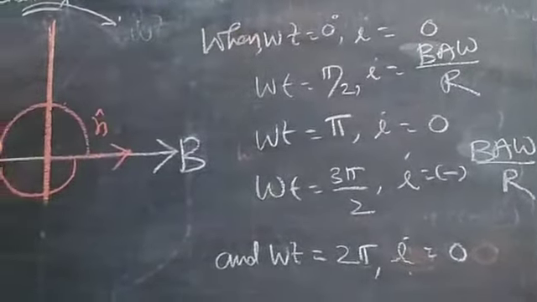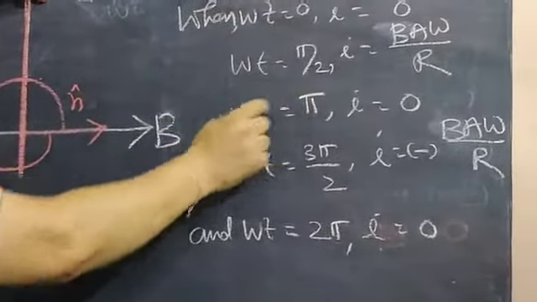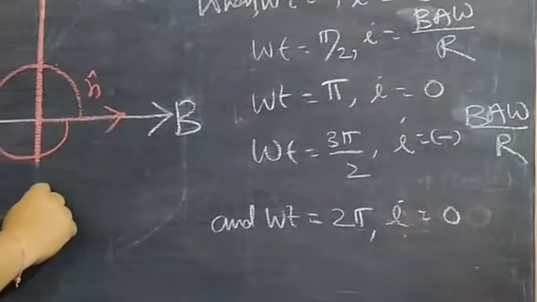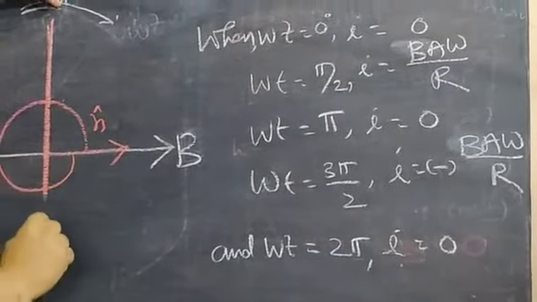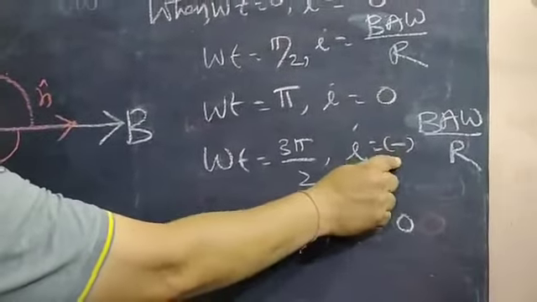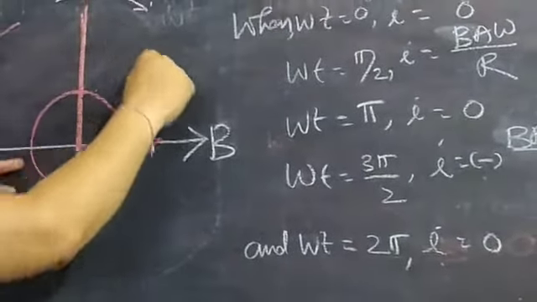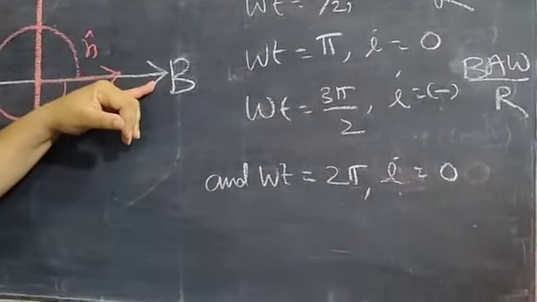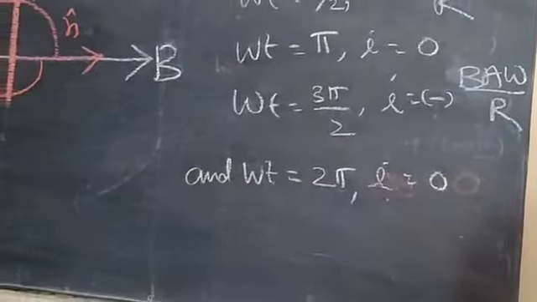Then from 90 to 180 degree of rotation of coil, current reduces and again becomes 0 at 180 degree. After that, when coil rotates from 180 to 270, current again increases but in opposite direction, and at 270 degree current again becomes maximum but it is negative. And when coil completes its one rotation, then area vector makes an angle of 2 pi with the direction of magnetic field and current also again becomes 0.